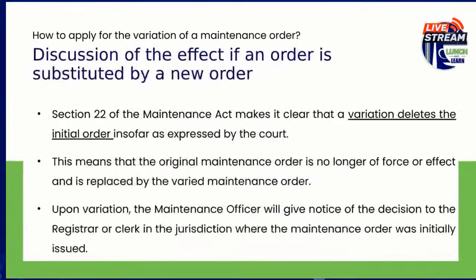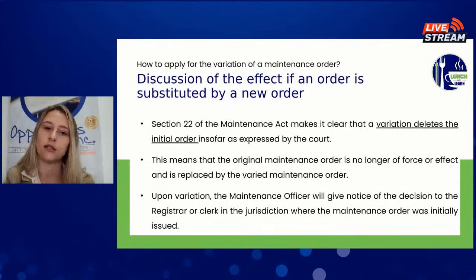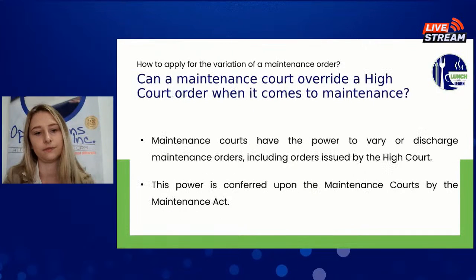So upon variation, the maintenance officer will give notice of the decision to the registrar or the clerk in the jurisdiction where the maintenance order was initially issued. So the maintenance officer gives notice to the clerk or the registrar that that maintenance order has now been varied and that the new one is now the one that is in effect.